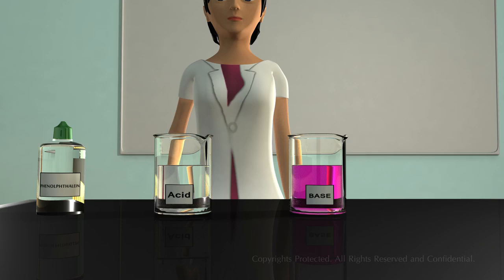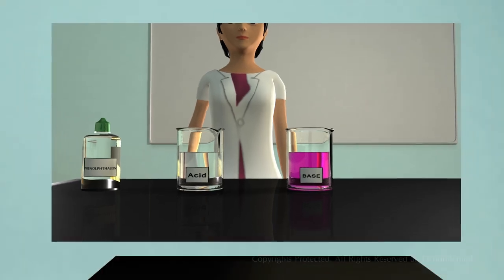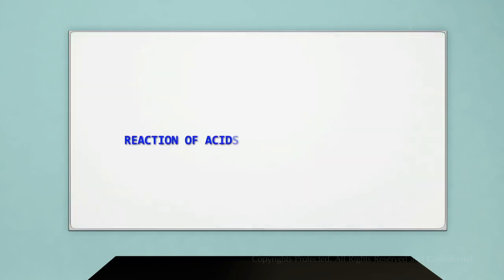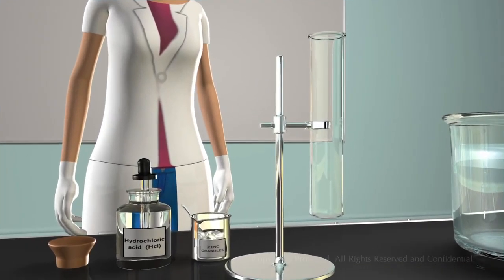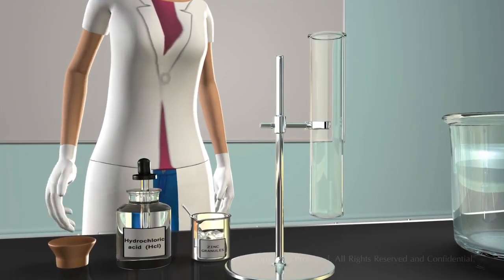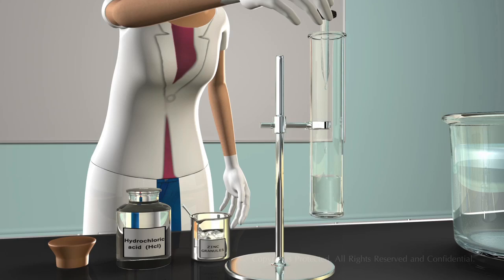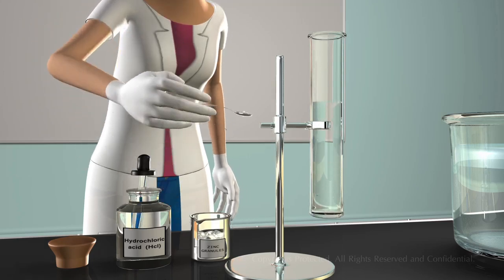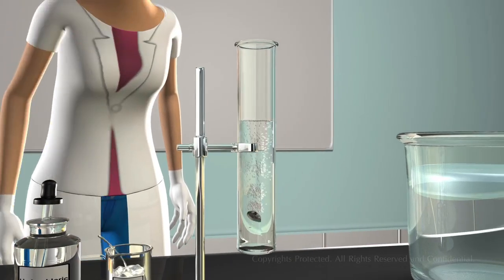Having discussed acids and bases, let us see how acids and bases take part in various reactions. Reaction of acids and bases with metals. Take some drops of dilute hydrochloric acid in a test tube. Then, add some zinc granules into it.